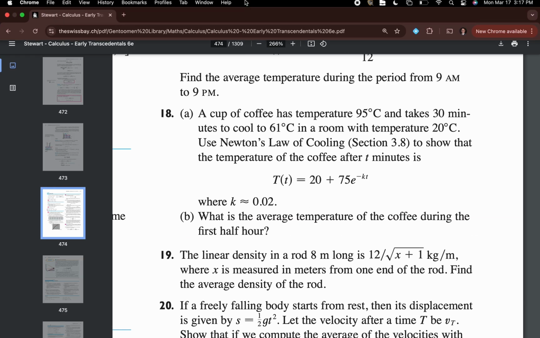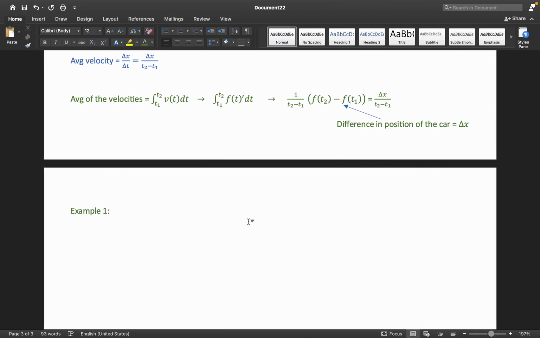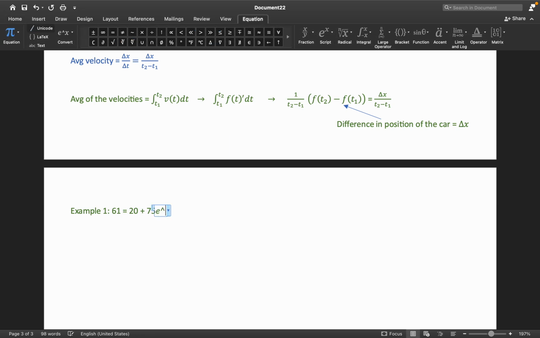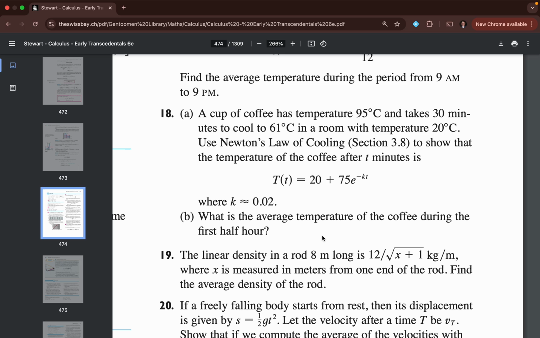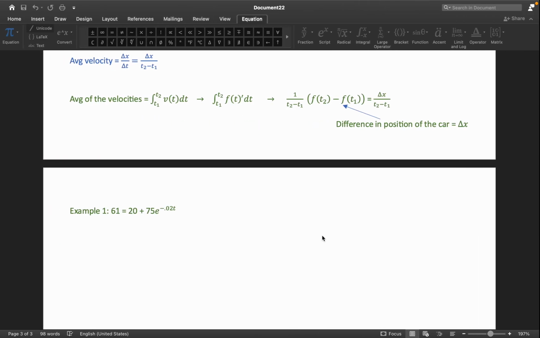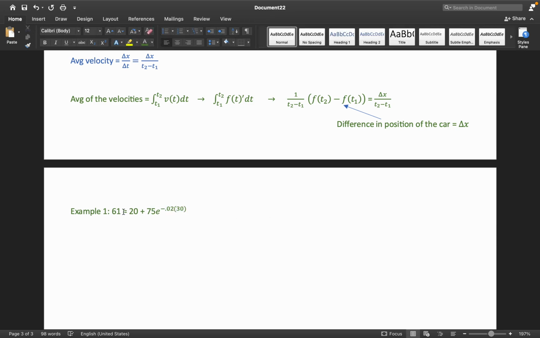So what that is saying is 61 degrees equals 20 plus 75 e to the negative 0.02 t, and if t is 30 minutes, I get something pretty close to 61. It's not exactly perfect, but it's pretty close.